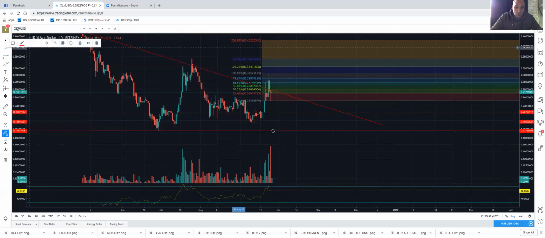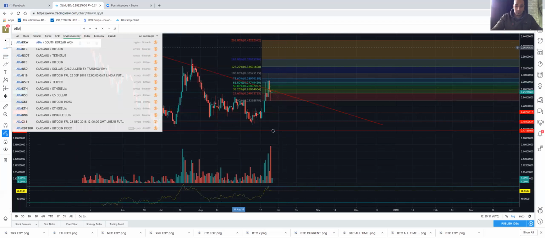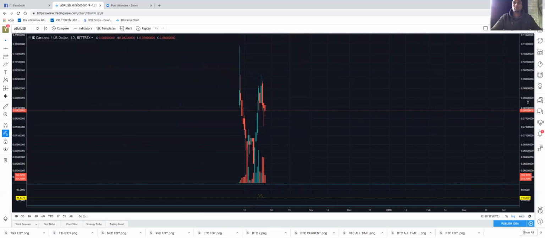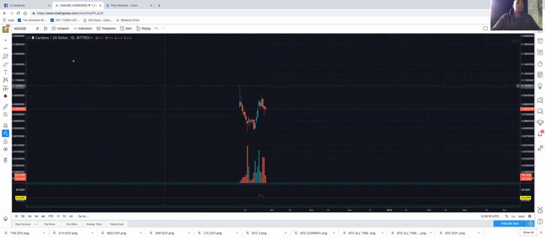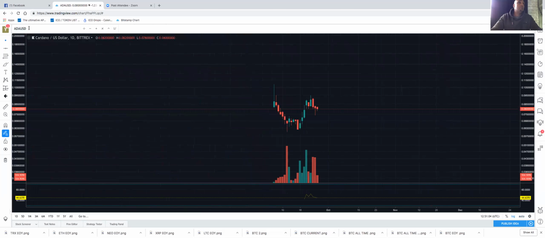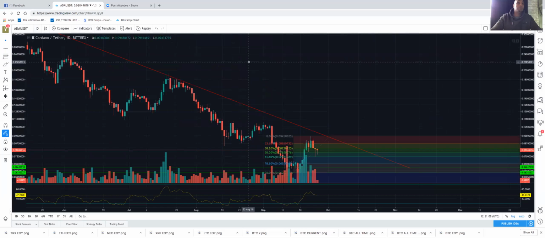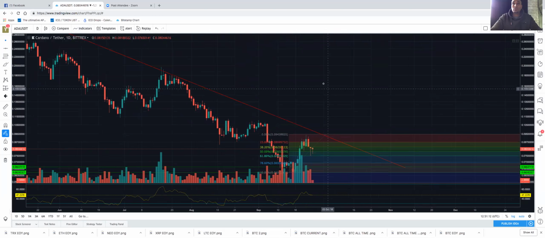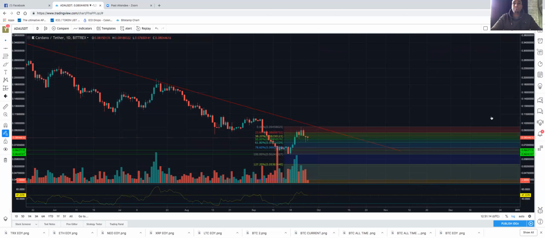Okay, the next one is ADA USD. As you can see, there's not a lot of data on Cardano. Let me actually pull up a USDT pair, so there's a difference. Yeah, there we go. So it's already been plotted, as you can see over here.